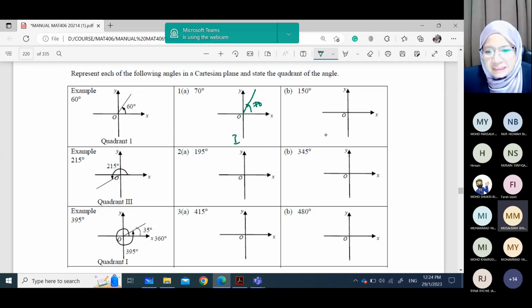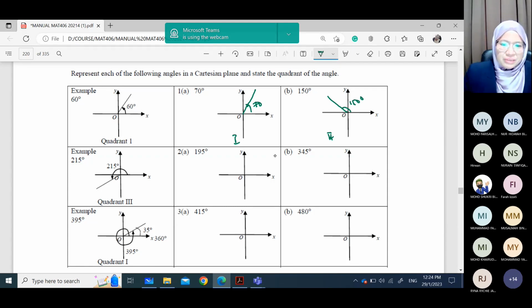150. Second. Second. Sebab dia dah melebihi daripada 90 degrees kat sini. So yang ni anggarannya dalam 150 degrees. Macam tu. 190 lebih daripada 180. So kat sini lies on the third quadrant. Okay, boleh?